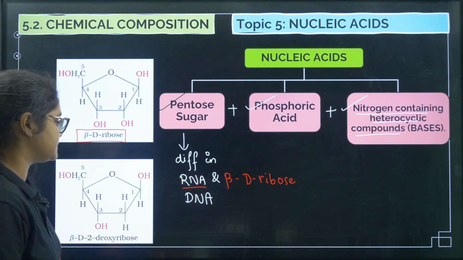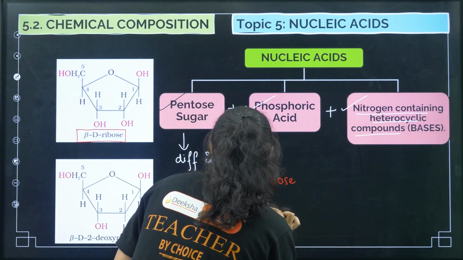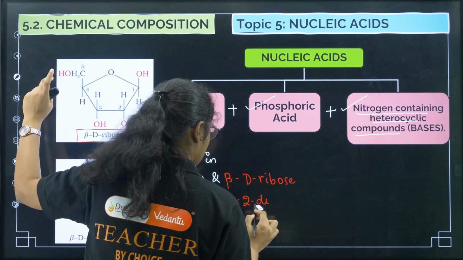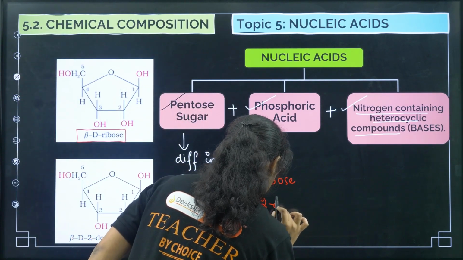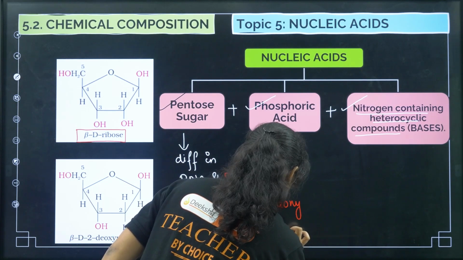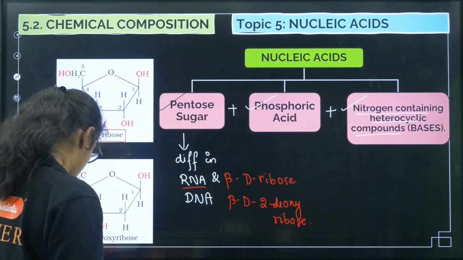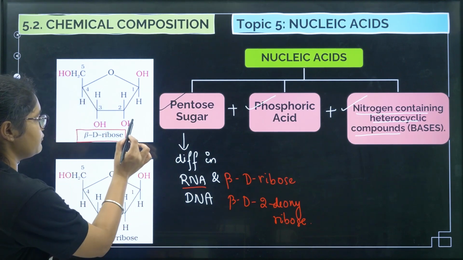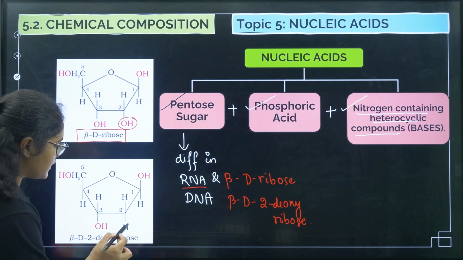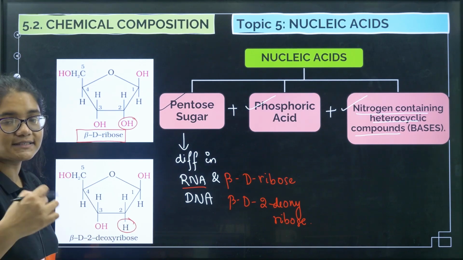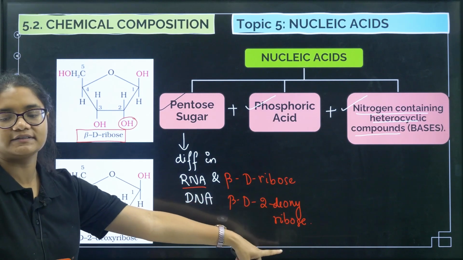Next, what is the sugar present in DNA? DNA sugar is beta D 2-deoxyribose. Now what is this one? See, why is it called deoxy? So here if you see, there is an OH group present at the second carbon, right? Now here you see there is only H. So there is a removal of oxygen, so that is why we call it beta D 2-deoxyribose.